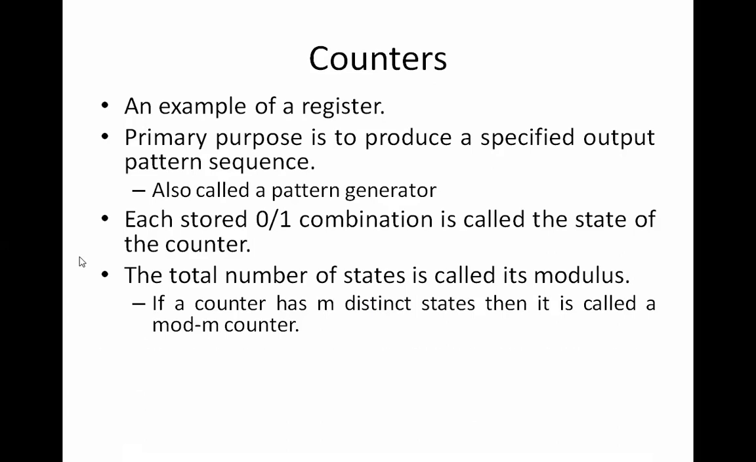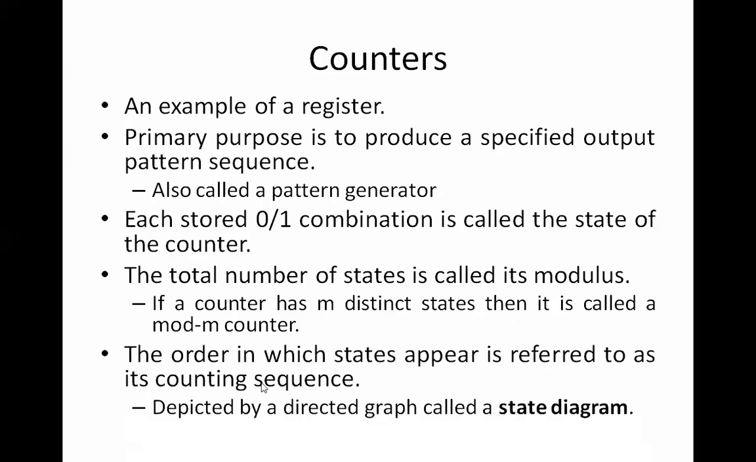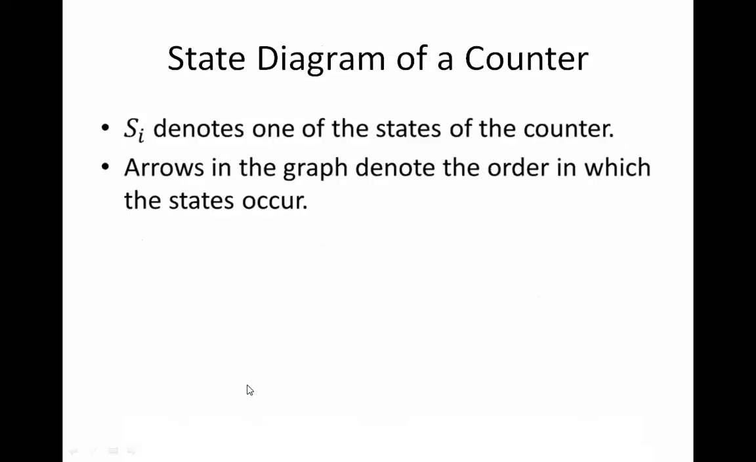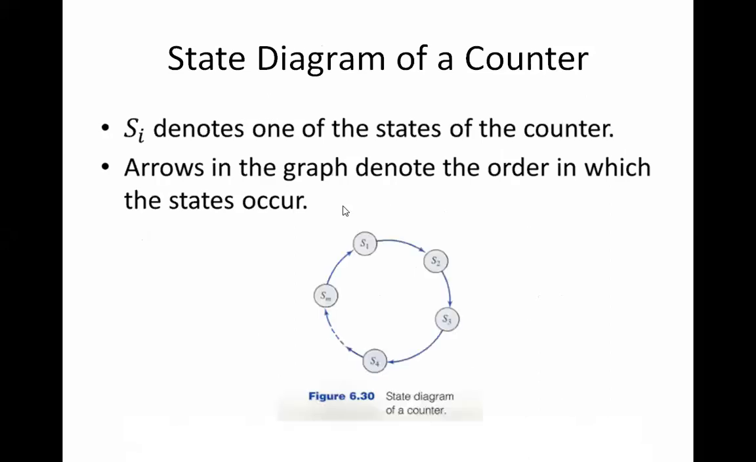Of course, there's another point. If a counter has m distinct states, then it's called a mod m counter. So the number of states represents this mod m. Suppose I say mod 6, then it would have 6 states. I say mod 10, then it would be a 10 state counter. So the order in which they appear is called a sequence, and that is called a counting sequence. So we can represent this in the form of a diagram, and that is nothing but called a state diagram.